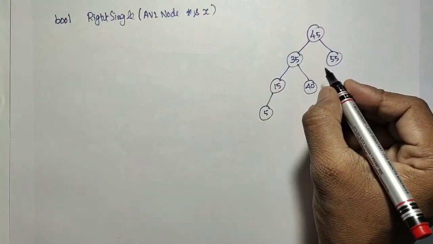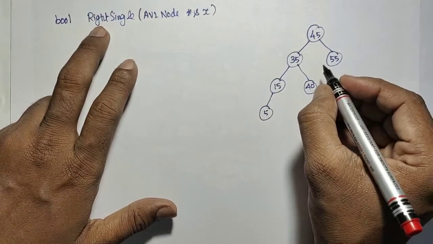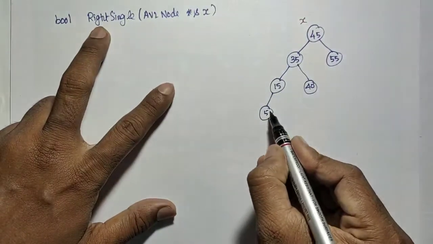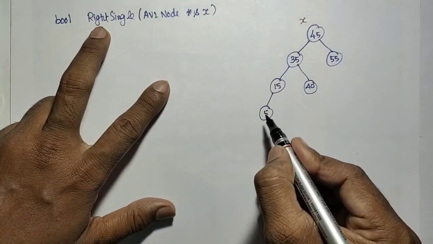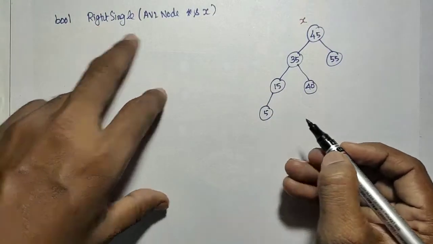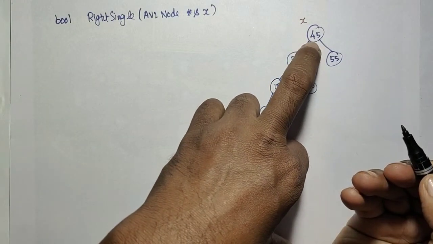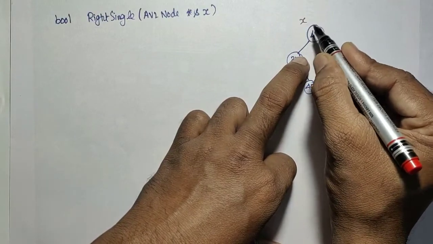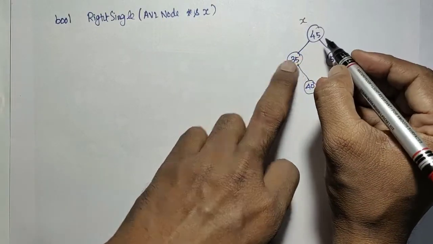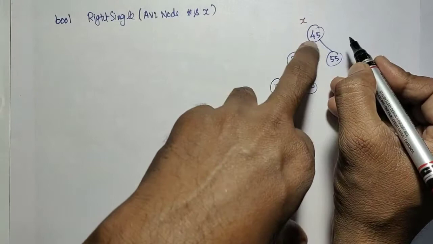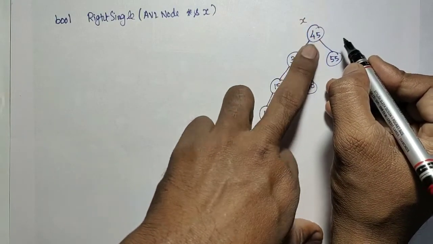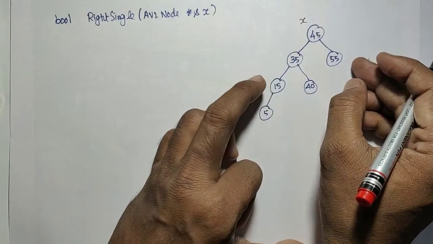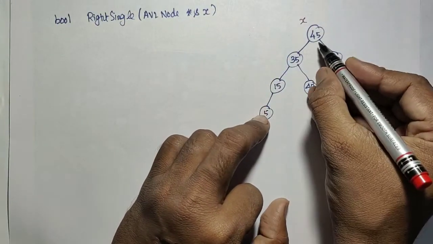So consider the same example. Here we need to call for this node. This is the x. Because we have inserted the 5, due to that the 45 goes unbalanced, so we have marked this as an x. We have to call that right single of this 45 address, so that this is going to be rotated right side.